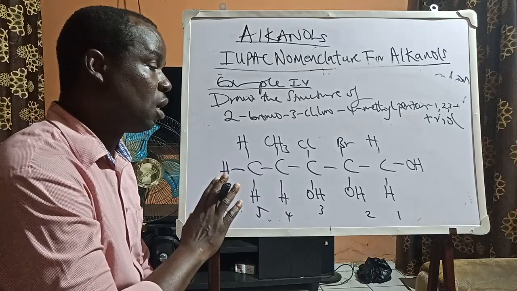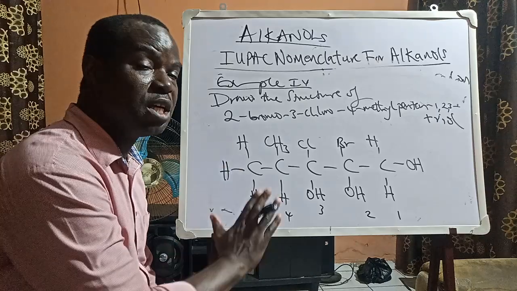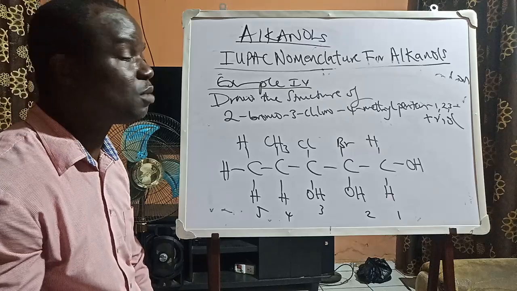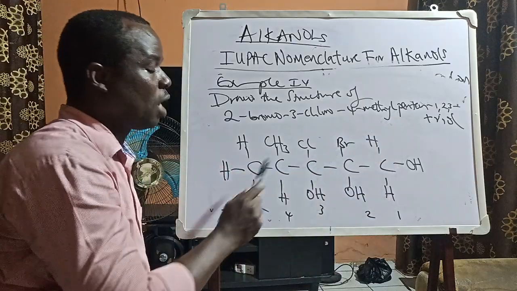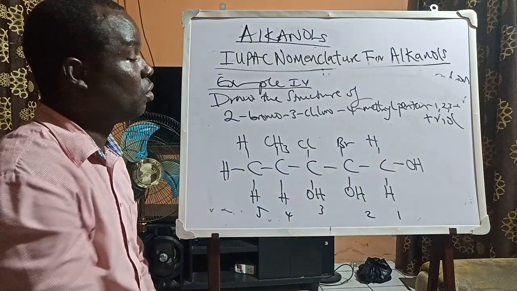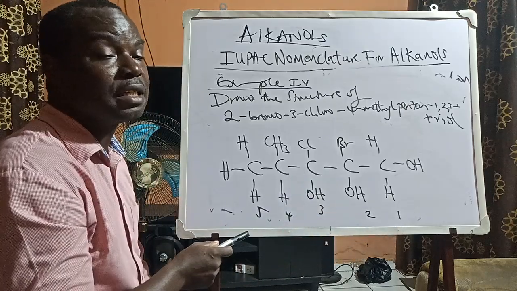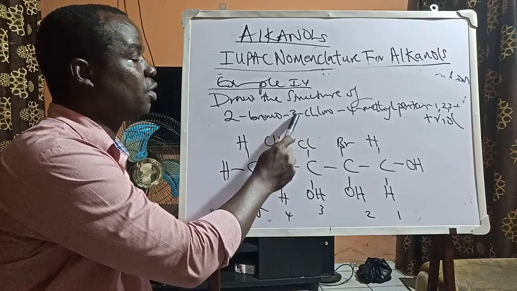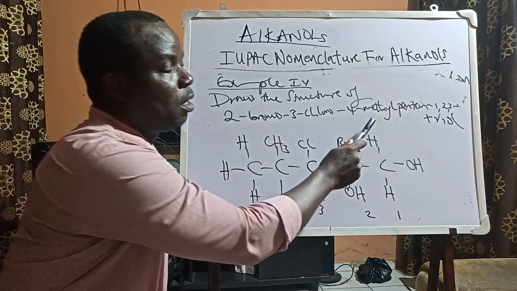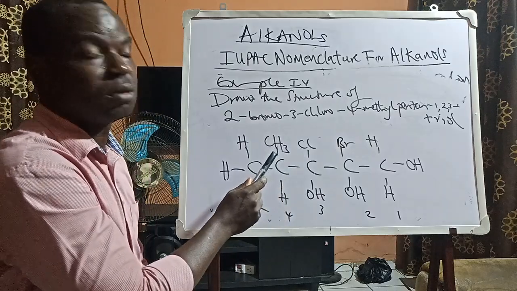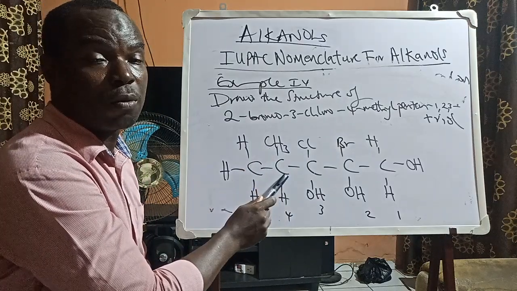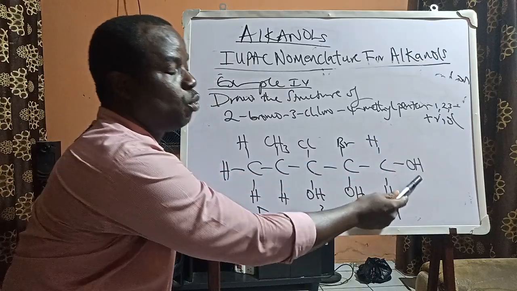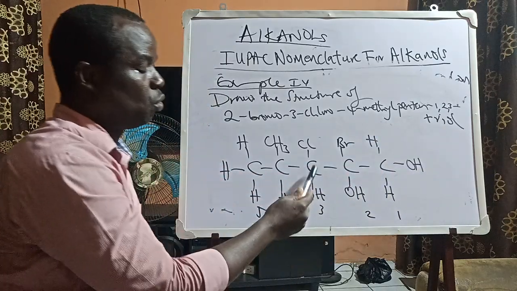You can play the video gradually until you get the full understanding of it. So please be careful with this. Pentan is 1, 2, 3, 4, 5. You number from any side you like. Then 2-bromo, fix it on number 2. 3-chloro, fix chloro on number 3. 4-methyl, fix methyl on number 4. Then 1,2,3-triol. That means I have OH on number 1, OH on number 2, OH on number 3.